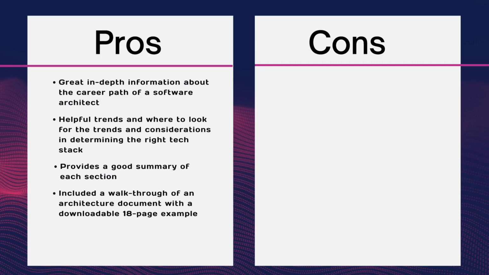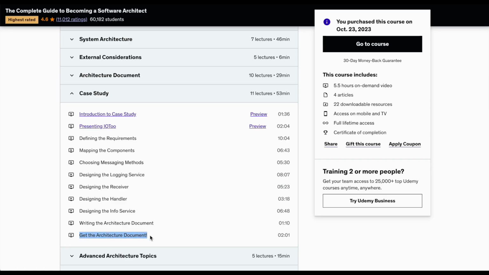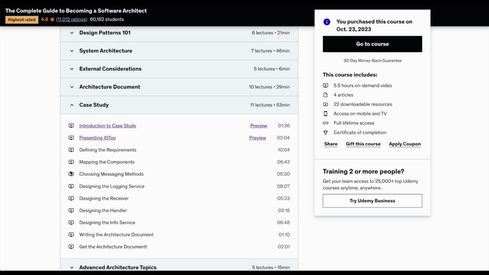He concludes with what the architecture document should be, which is one of the most important outputs of being a software architect. At the end, you actually get an architecture document, which I think is probably one of the highlights of the course.